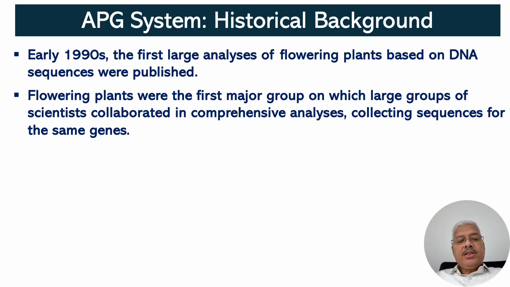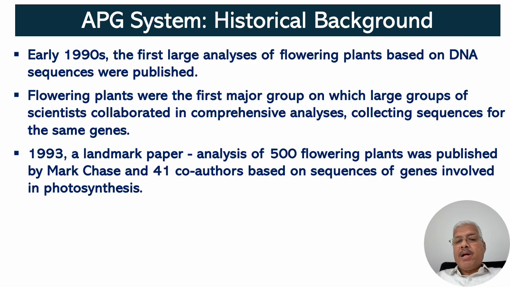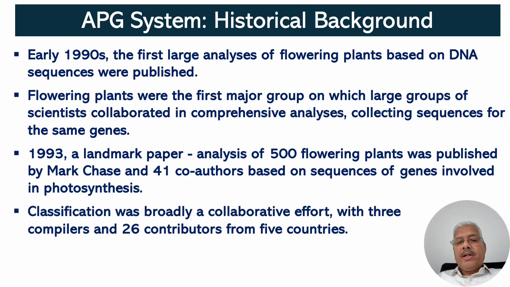In 1993, a landmark paper with the analysis of 500 flowering plants was published by Mark Chase and 41 co-authors. This paper was based on the sequences of one of the major genes involved in photosynthesis, and the analysis involved the botanists working with the computer programmers, because the program had to be rewritten to allow them to analyze such a large set of data.